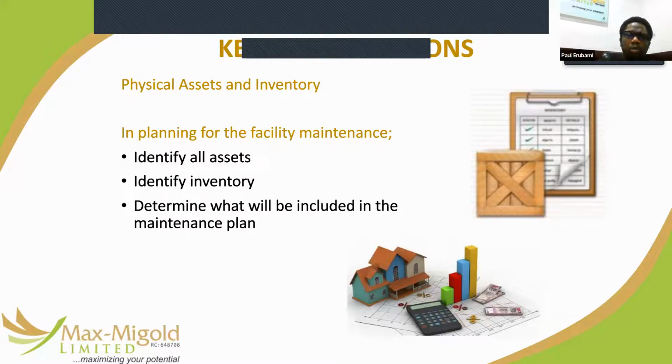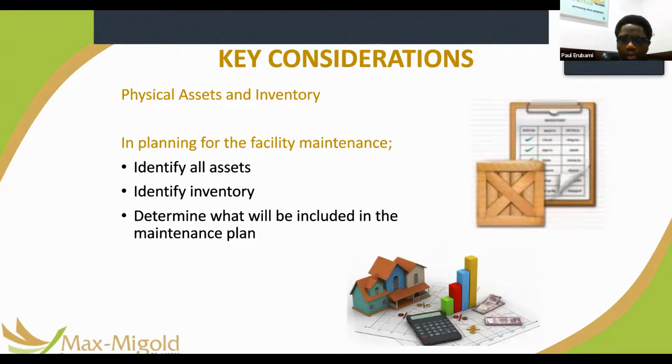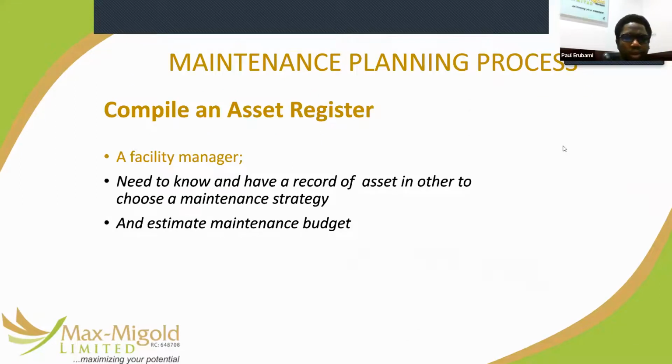It's because if you don't know the asset, then you cannot be very sure of what maintenance to put in place. You may just be following what others have been doing. So the first thing is your maintenance asset register. You need to know and have a record of assets in order to choose a maintenance strategy.